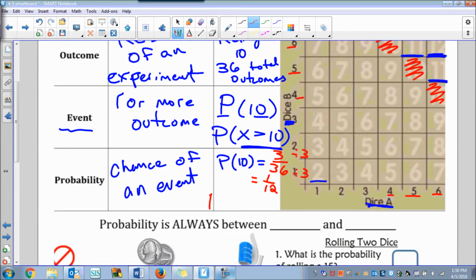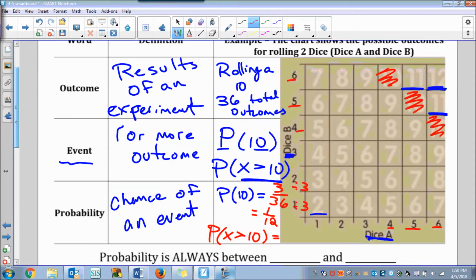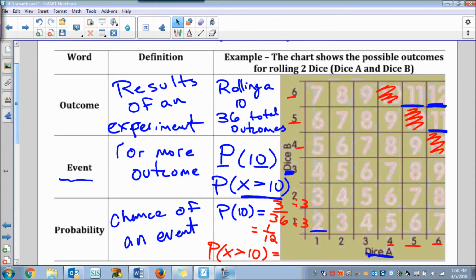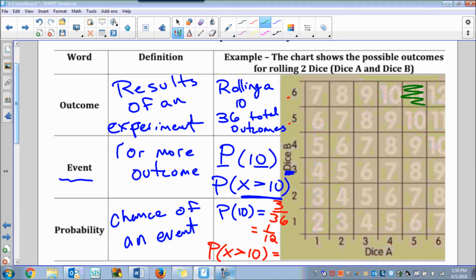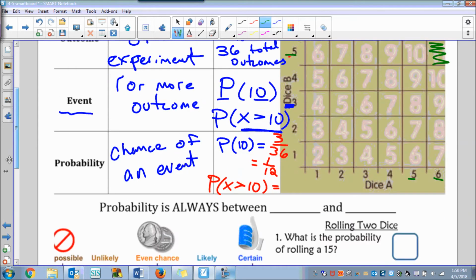The probability that we roll a number that's greater than 10 equals all the different outcomes that are greater than 10. So it's got to be bigger than 10. That means that it's either an 11 or a 12. We can roll a 6 and then a 5, or a 5 and then a 6. Or we can roll double 6s. Either way, that's bigger than 10. That gives us another 3 out of 36 chance. And we obviously know that's going to simplify to 1 out of 12 also.